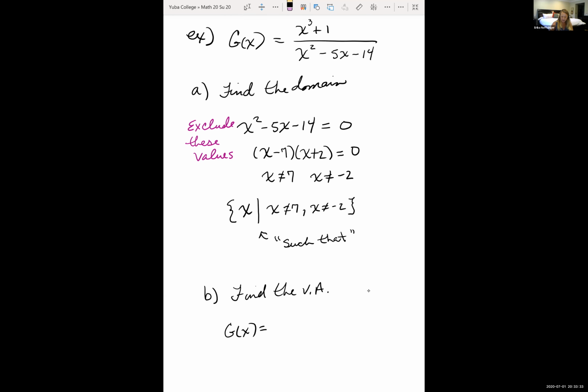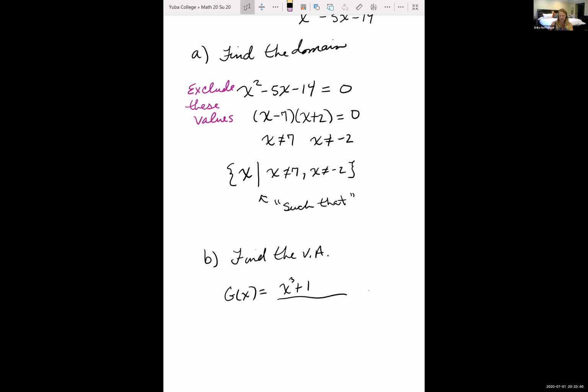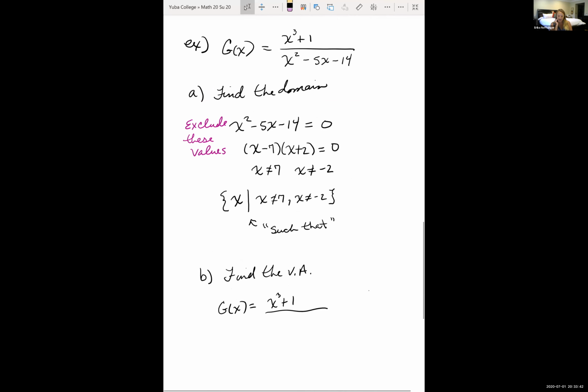The thing is, I noticed that the top is actually factorable, but I can also see that it's not going to have a common factor with the denominator. I'll explain that reasoning in a second. But g of x right now is equal to x cubed plus 1 all over x minus 7, since we already factored the denominator to find where it was equal to 0, all times x plus 2.